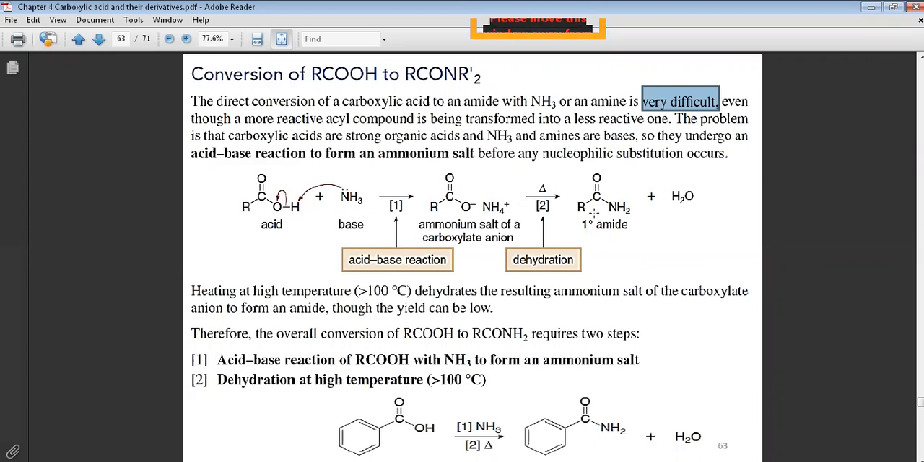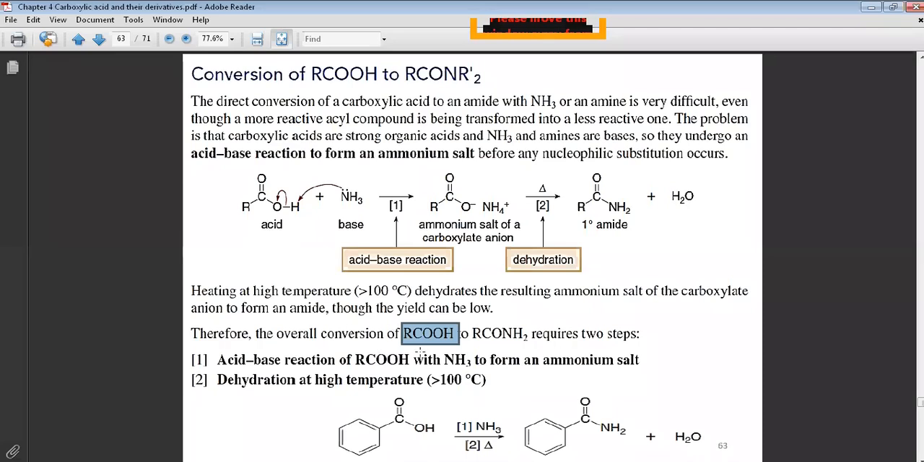Now we have an additional step. We remove the H2O from the ammonium salt by heating to give you the amide. Now look at this. Therefore, the overall conversion of the carboxylic acid to an amide, this is the primary amide, requires 2 steps.